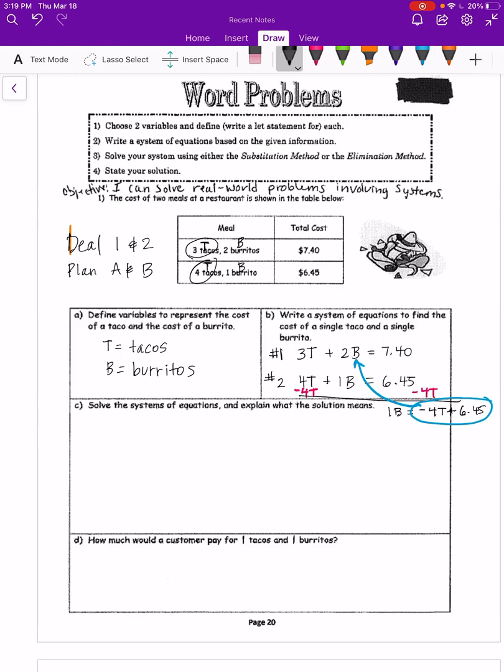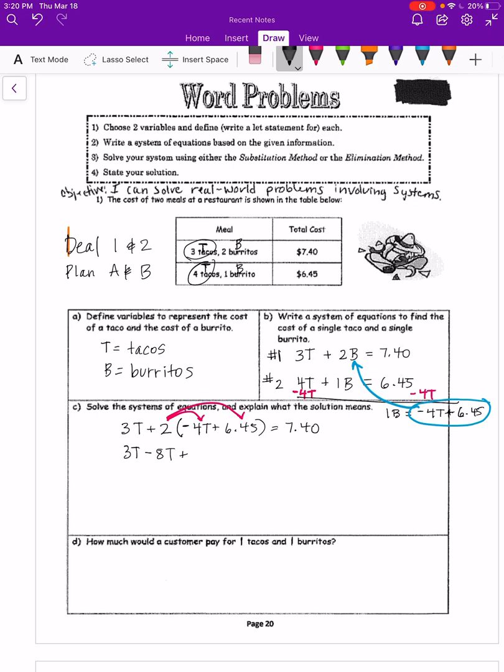So I'm going to have 3T plus 2, and then I have to put this quantity in parentheses. So negative 4T plus 645 equals 740. So now we have a distributive property that I need to take care of. So right here. So I have 3T, and then I have 2 times negative 4, which would be negative 8T, plus 2 times 645, which you can use your calculator. You're going to double it, which would be 1290 equals 740.